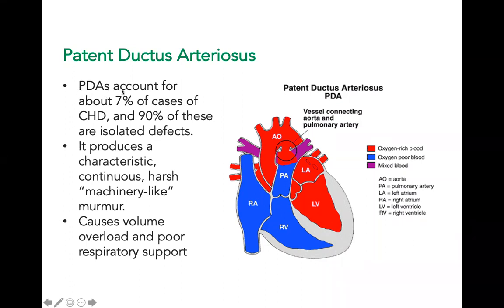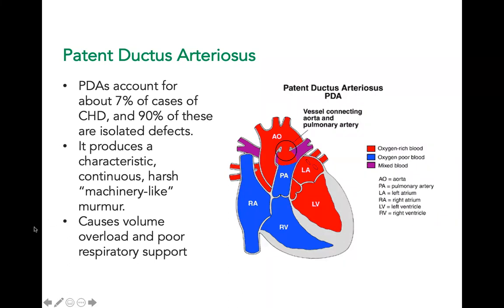Ito yung patent ductus arteriosus which accounts for 7% of cases of CHD, and 90% are isolated defects. And remember that it can produce a characteristic continuous harsh machinery-like murmur. Pag murmur, ito yung maririnig natin sa stethoscope. So iba-iba yan, malalaman yan ng doctors kung anong klaseng yung murmur niya. So pag machinery-like, parang nasa factory ka, that could be indicative of your patent ductus arteriosus.